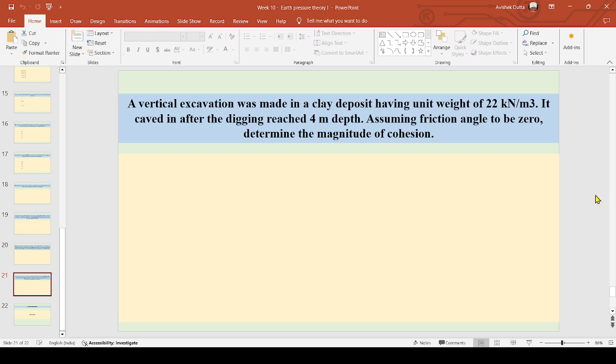The last question is, a vertical excavation was made in a clay deposit having unit weight of 22 kilonewton per meter cube. It caved in after the digging reached 4-meter depth. Assuming the friction angle to be 0, determine the magnitude of cohesion.